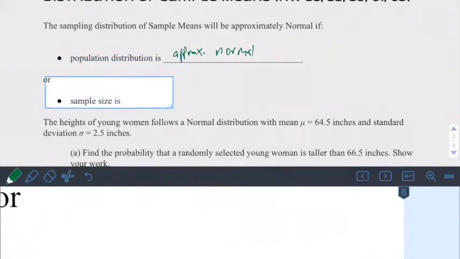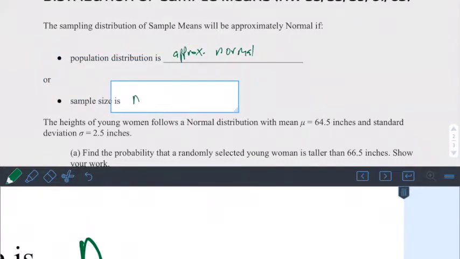Or no matter what, if the sample size n is greater than or equal to 30, then no matter how horrible the population is, the sampling distribution will be approximately normal. And remember that one where we had n equal to 25 and it was very skewed? Well, it came out great. So n is greater than or equal to 30.